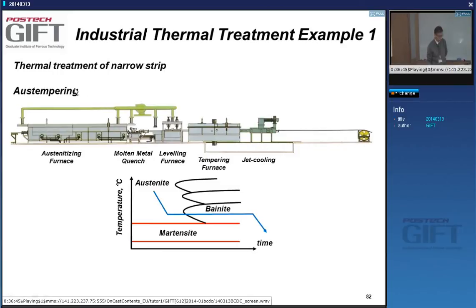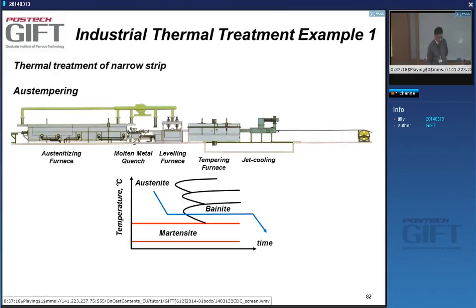And one of the things you can do with a line like this is austemper a steel. So what is austempering? It's very simple. We already discussed this. You austenitize the material, and then you do an isothermal quench to the bainite transformation range, and you turn the material into a relatively strong and tough bainitic microstructure. So how does it work? You uncoil the strip here. You go through an austenitizing furnace.